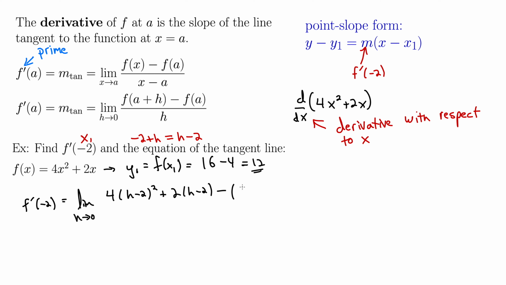So that's going to be 4 times negative 2 squared, so that's times 4, minus 4 again, all over h. And then our goal is going to be to get this h down here in the denominator to cancel out. We want that gone. Why do we want it gone? Well, we're taking h to 0, so we don't want a 0 hanging out down in the denominator.